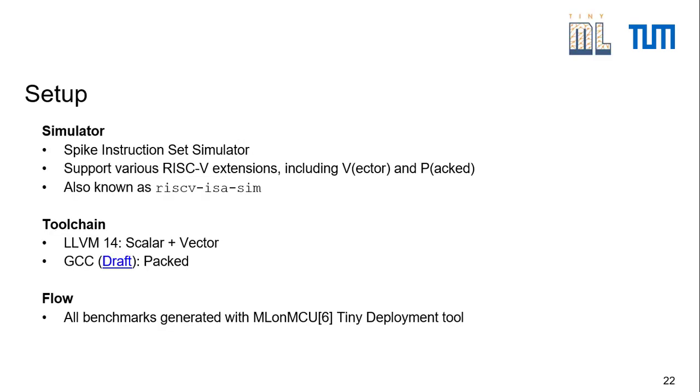Our benchmarking setup is as follows. We have generated all our benchmarks on Spike, which is an instruction set simulator available for the RISC-V ISA. And this one supports a lot of extensions, including the RISC-V packed and vector extension. The programs have been compiled using LLVM 14 for the scalar and vector versions, and using a draft build of the RISC-V GCC for the packed version, because that one is currently not supported by LLVM. And all of the benchmarks have been generated using ML on MCU.